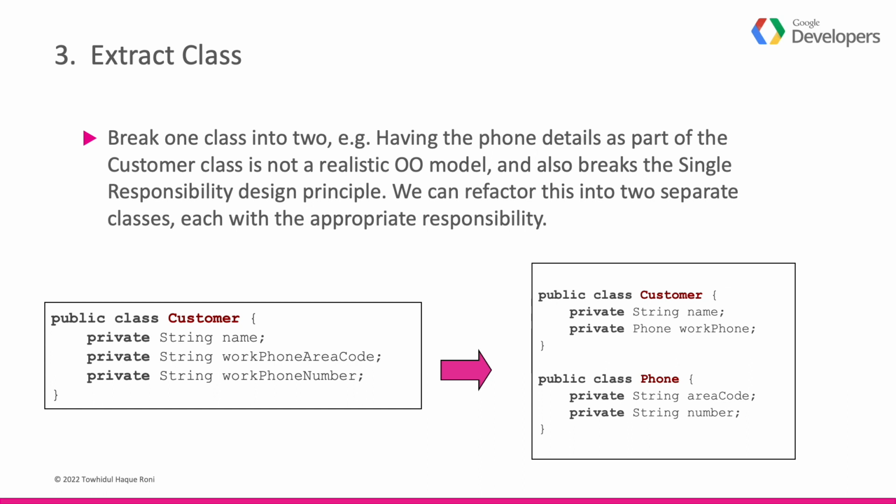By extracting the phone details into a separate class, we have achieved better code organization and ensured that each class has a single responsibility. This makes our code more modular, easier to understand, and paves the way for future enhancements or modifications to specific aspects of our application.